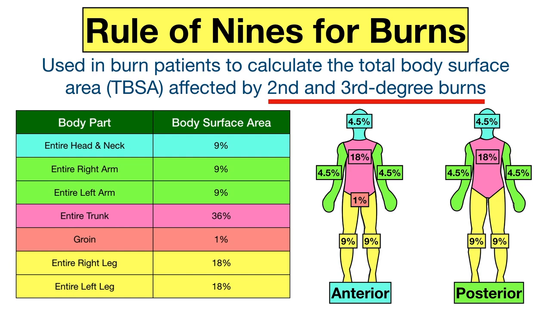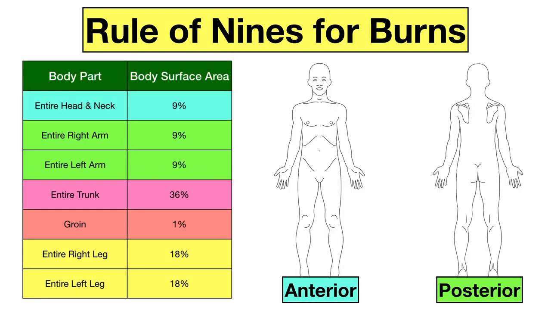Let's walk through the table and diagram, and you'll quickly see why it's called the rule of nines and how it works. The rule of nines provides you with an estimated percentage of the body surface area for different body parts. So what do we mean by that? Well, let's take a look at the table. The entire head and neck make up 9% of the total body surface area. The entire right arm and left arm each make up 9% of the total body surface area. The entire trunk has a body surface area of 36%. The groin has a body surface area of 1%, and the entire right leg and left leg each make up 18% of the total body surface area, and this totals 100%.